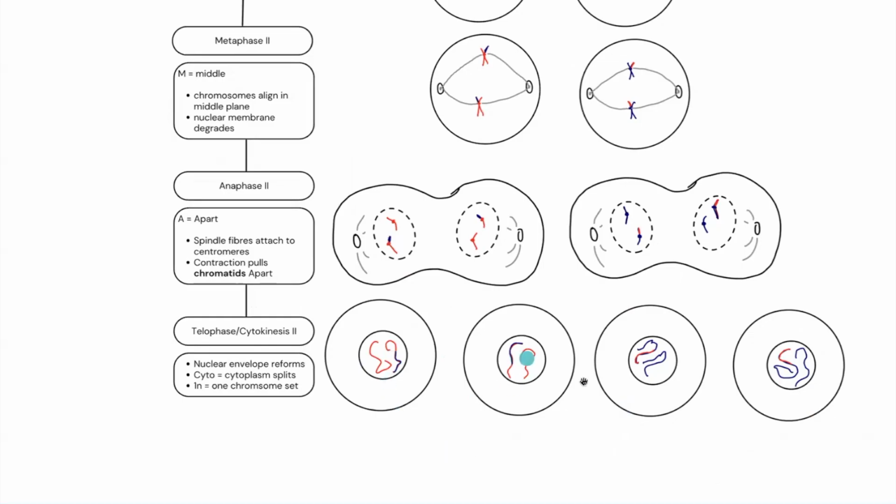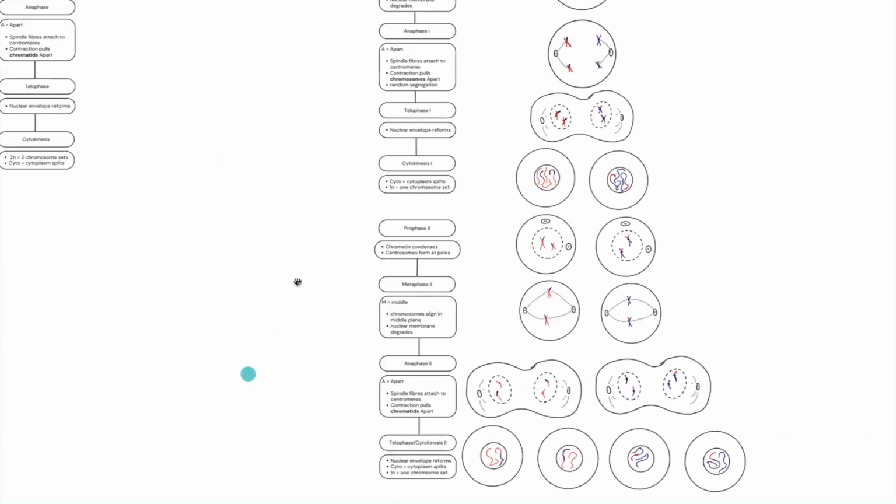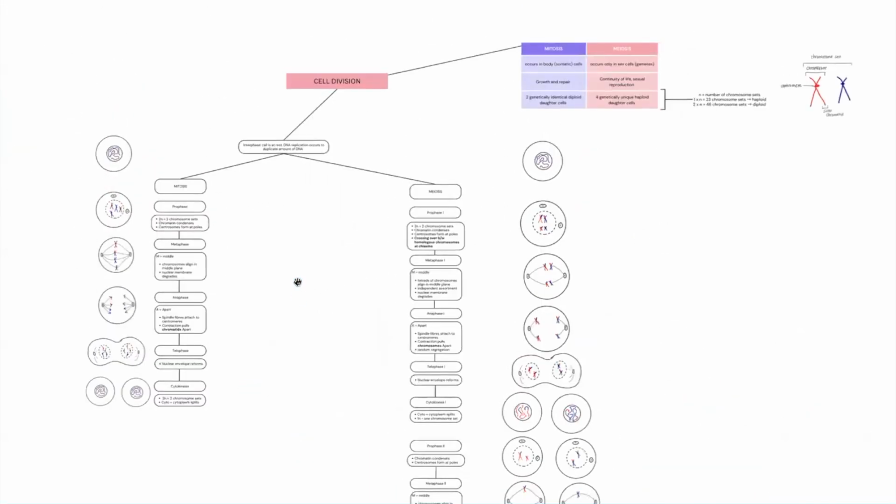So we can see that we've got those crossed over chromosomes here. And yeah, so that finishes our mitosis and meiosis, just everything you need to know.